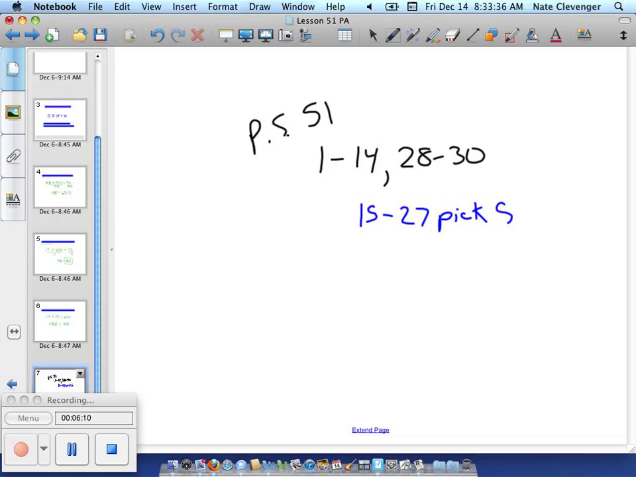Okay. On the 15 through 20, I do want you to do 1 through 14. That's all. Then on the 15 through 27, you pick 5 of those to do. And then you have the 28 through 30. You pick 5 to do.